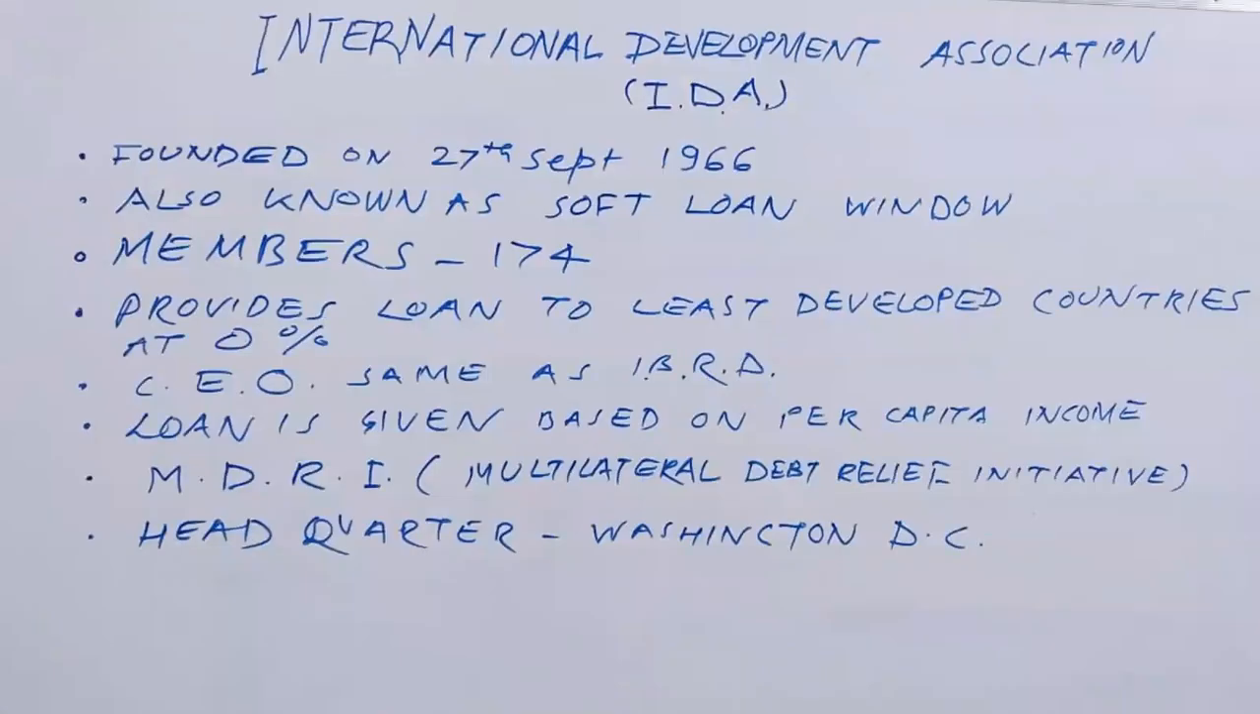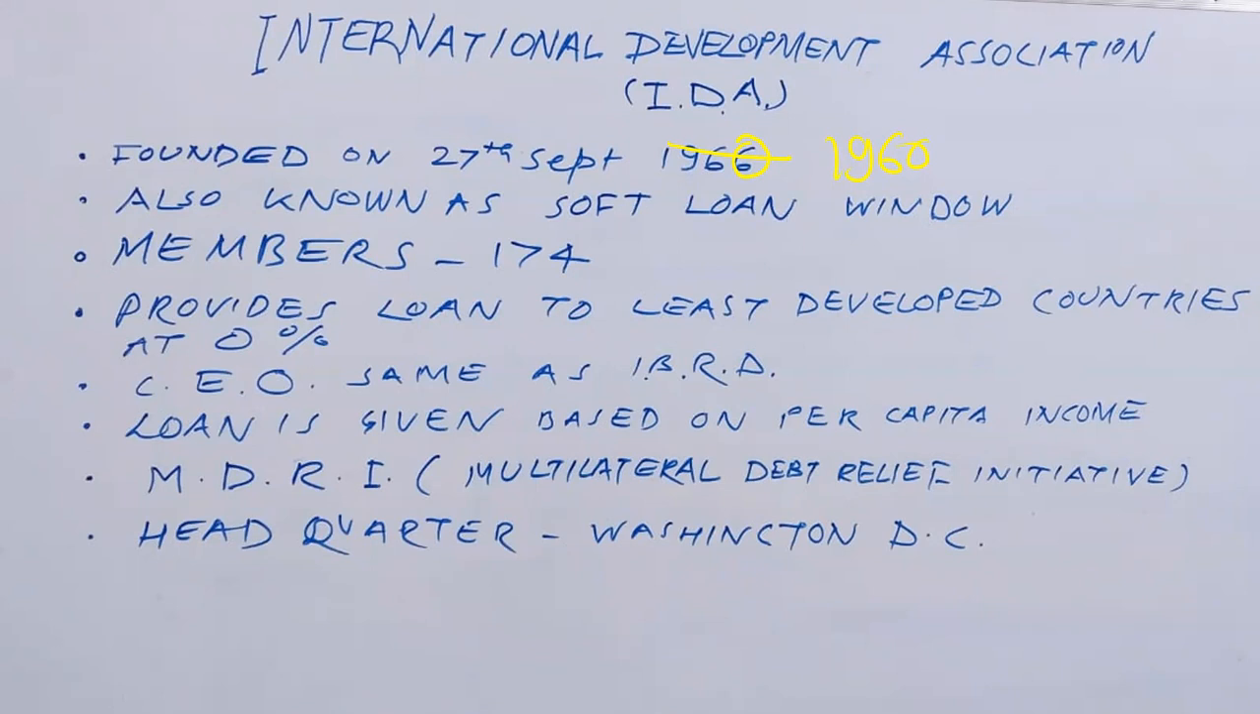Now let's see IDA, International Development Association. It was founded on 27 September 1960. It is not 66. It is also known as the soft loan window, because why? It gives loans to least developed countries at 0% interest rate.